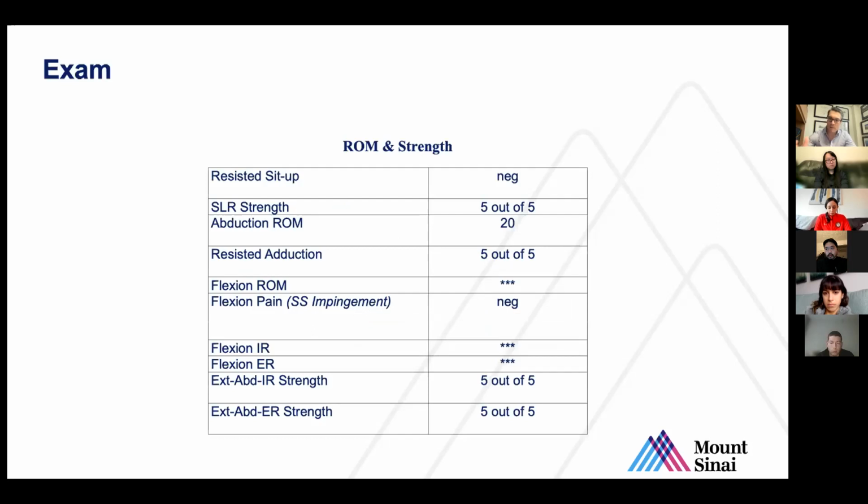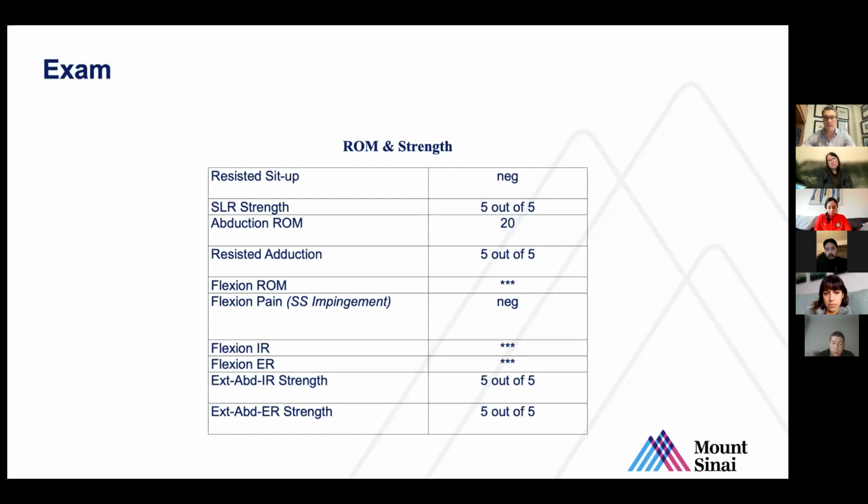Resisted sit-up, we check that because they're always supine, and why not? So you're looking for athletic pubalgia. Straight leg raise, of course, abduction, range of motion. Once I have them abducted out there, then I just simply say scissor back in against my resistance, and that's my adduction. Resisted adduction, just to check their adductors to see if that might be their pathology as well.